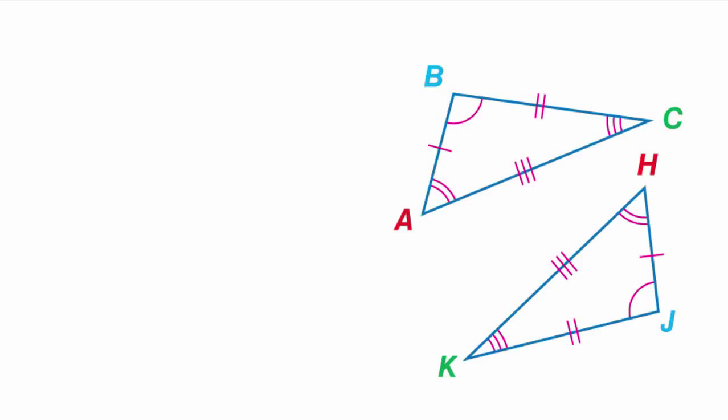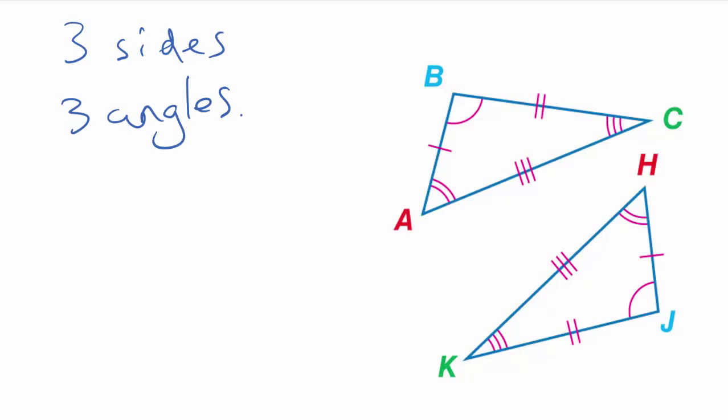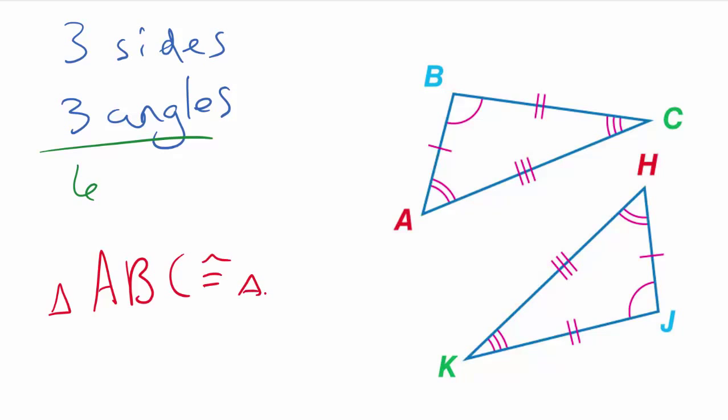So in the last lesson, we talked about how we needed 3 sides and 3 angles from one triangle congruent to 3 sides and 3 angles from another triangle in order to say that they were congruent. So we needed a total of 6 pieces, right? And then at the end we could say, hey, 2 triangles are congruent. We can write a congruent statement. For these two, it would have been ABC is congruent to triangle HJK.